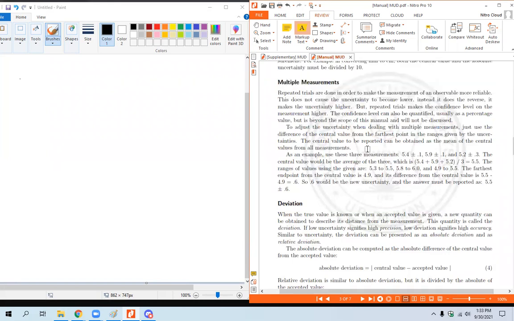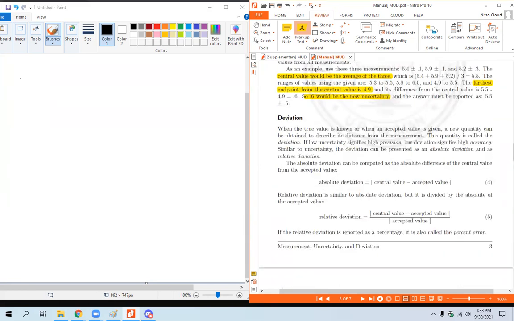Basically, sa multiple measurements, there is a specific technique that involves taking the average of your central values, tapos taking the value endpoint that's farthest from the central value and taking their difference and making the largest difference the uncertainty of your multiple measurements.